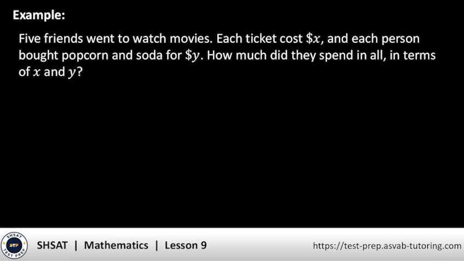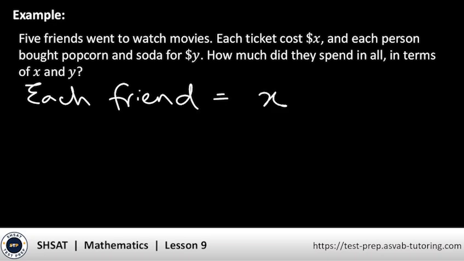How much did they spend in all in terms of X and Y? First of all, you need to know how much does each person spend. Each person, so each of these friends, how much do they spend? They first spend on the ticket, which is X, and then they buy popcorn and soda, which is Y.